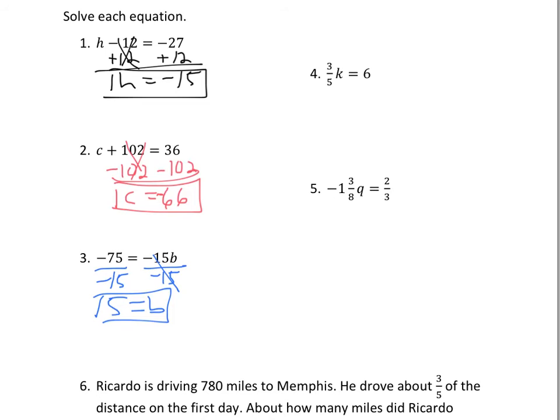Now we get a little bit harder. Okay, so we have 3/5 times k. How do we get rid of a 3/5? How do you get rid of a fraction? We don't divide for these. You actually just multiply by the reciprocal, the inverse of that fraction. So multiply both sides by 5/3 instead of 3/5. Those 5/3 and 3/5 cancel each other out, and you're left with k.